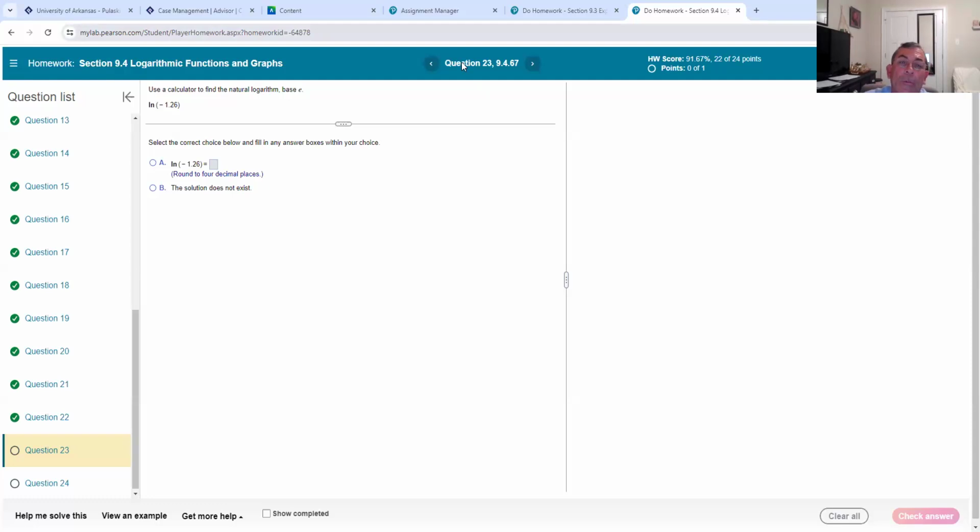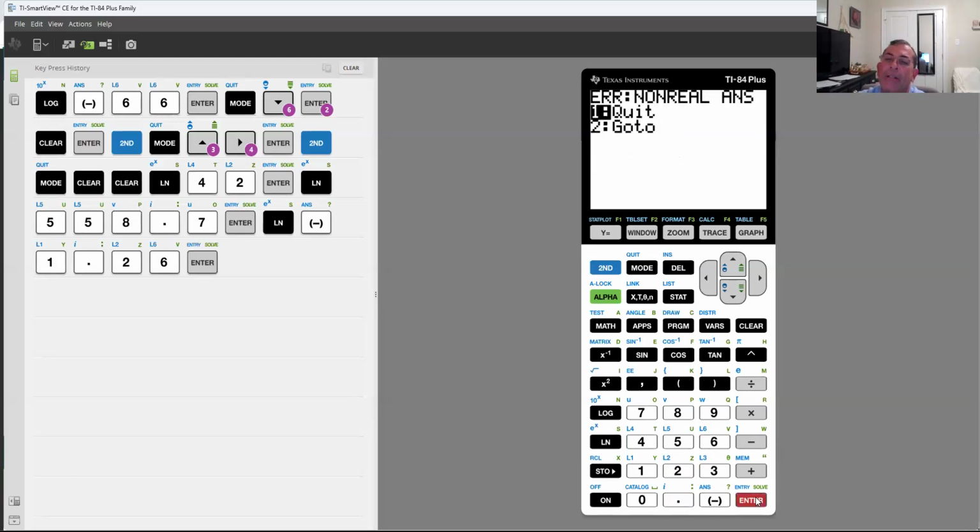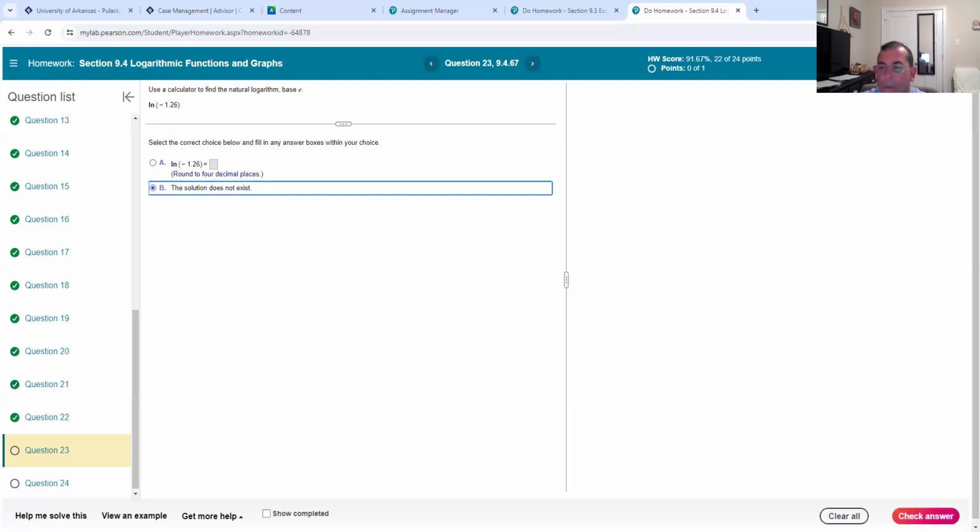We know what the answer is going to be. So LN negative 1.26. Remember that's a base E. There's nothing I can do but multiply the E times the E times the E to make it negative. So when I hit enter, I get an error because it's a non-real answer. So that means it does not exist in the real world.